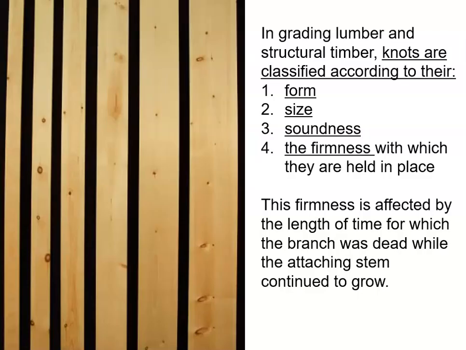All right, in grading lumber and in structural timber, knots are classified according to four things. Their form, which is their three-dimensional shape. The size, the soundness of the knot itself, and then the firmness with which it's held in place. So four different things that people who grade lumber are looking at. The firmness is affected by the length of time that the branch was dead while the attaching stem continued to grow. So kind of interesting.